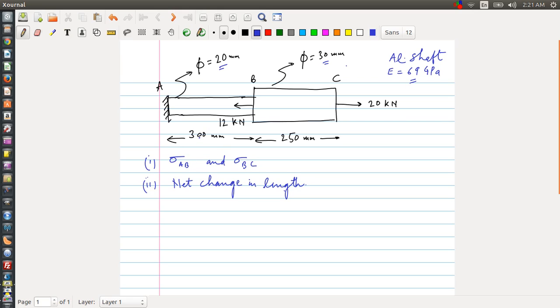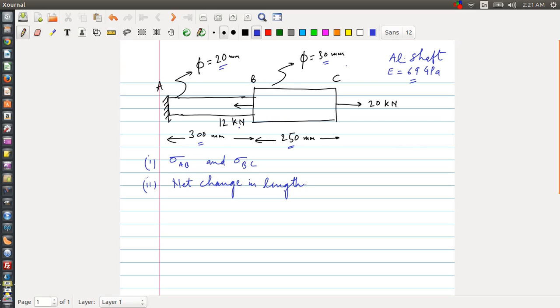And the dimensions are given. The lengths of the portions AB and BC are 300 mm and 250 mm respectively. And we've got these external forces. At section C, this 20 kilonewton is applied in the positive x direction, and at section B an external force of 12 kilonewton is applied in the negative x direction.